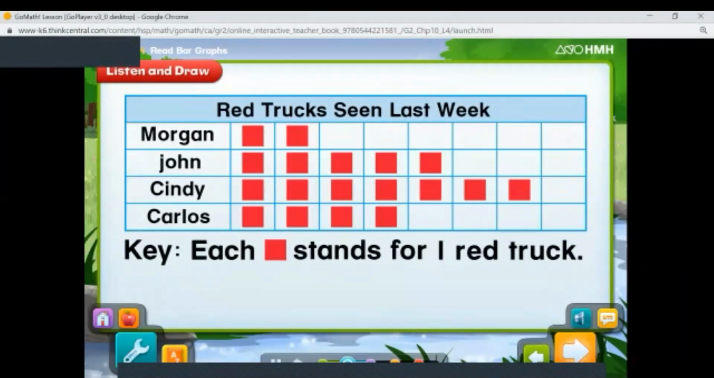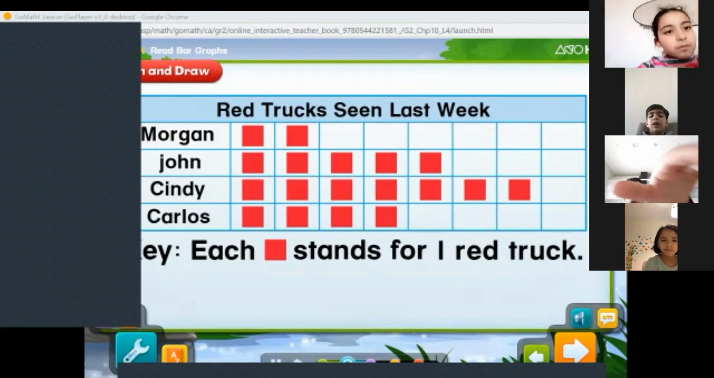Morgan made a picture graph to show the number of red trucks she and her friends saw last week. How many red trucks did the 4 children see? Let's use Morgan's picture graph to solve the problem. The title of the picture graph is Red Trucks Seen Last Week. Each red square in the graph stands for 1 red truck. To find out how many trucks a child saw, count the red squares in the row next to the child's name. Let's start with Morgan.